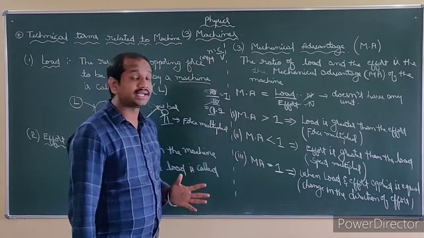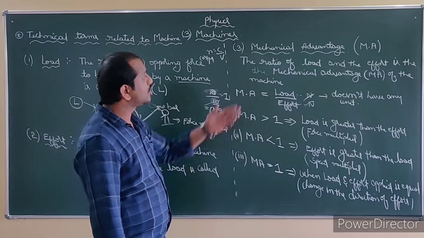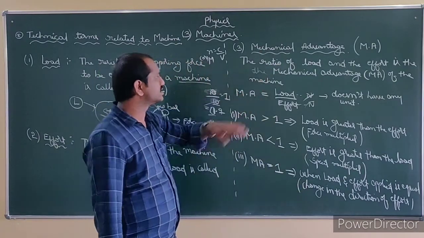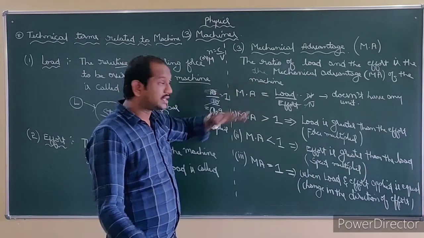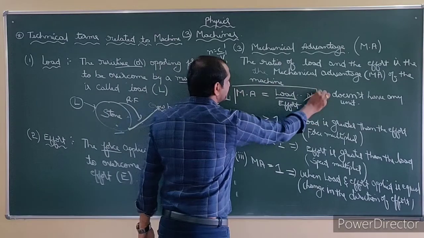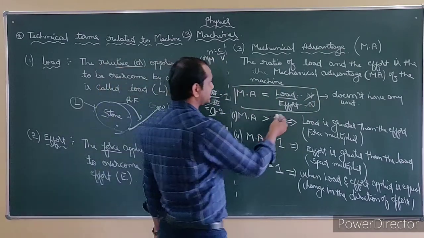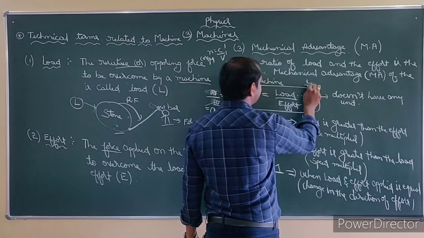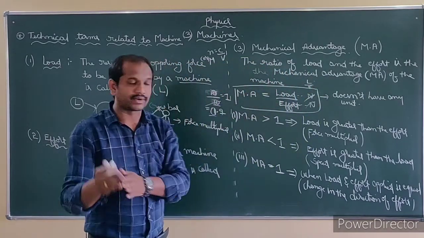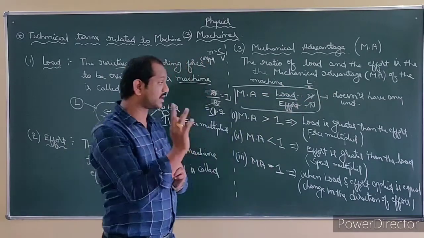What do you mean by mechanical advantage? The ratio of the load to the effort is called the mechanical advantage of the machine. Mechanical advantage can be written in mathematical form as L by E, that is load by effort. In a textbook you will see L by E, meaning load by effort. Since it is a ratio of similar quantities, it doesn't have any unit. Keep this in mind, very important.